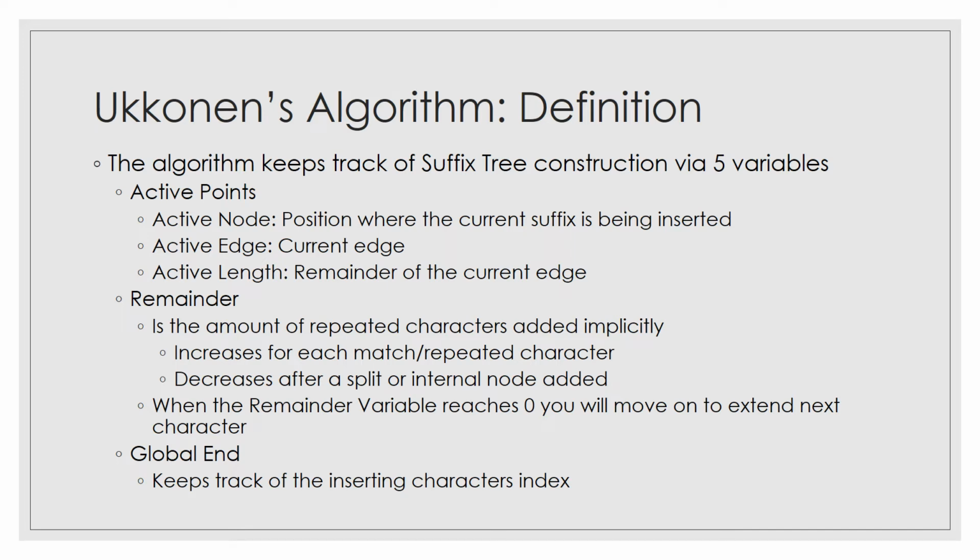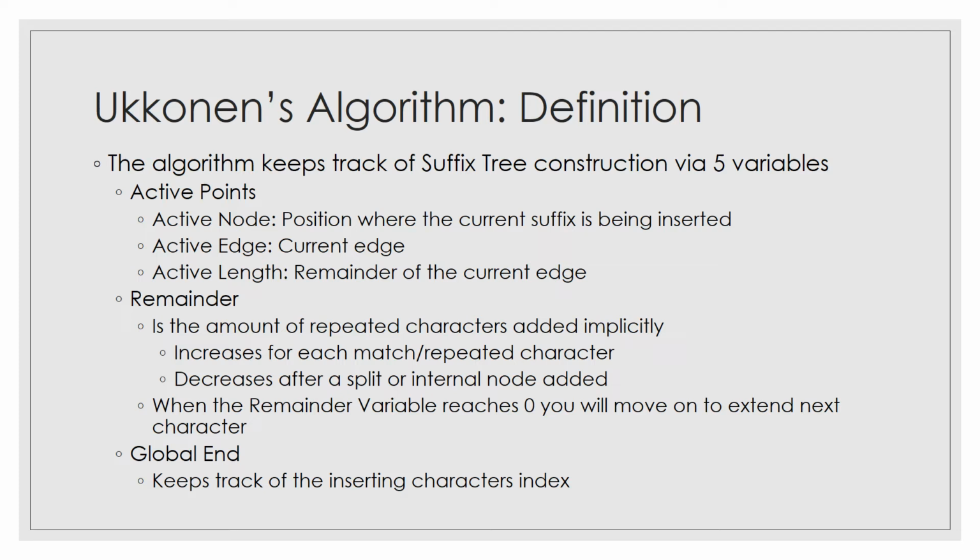Then we're going to talk about how the algorithm keeps track of the suffix tree construction via 5 variables. The first 3 are known as active points. The active node is the position where the current suffix is being inserted. So it'll be the node from which we're going to insert the character. And then we have the active edge, which is the current edge that we're working on, and then the active length, which is the remainder of the current edge. Because some of the edges will have multiple characters, it's just the length where we last left off.